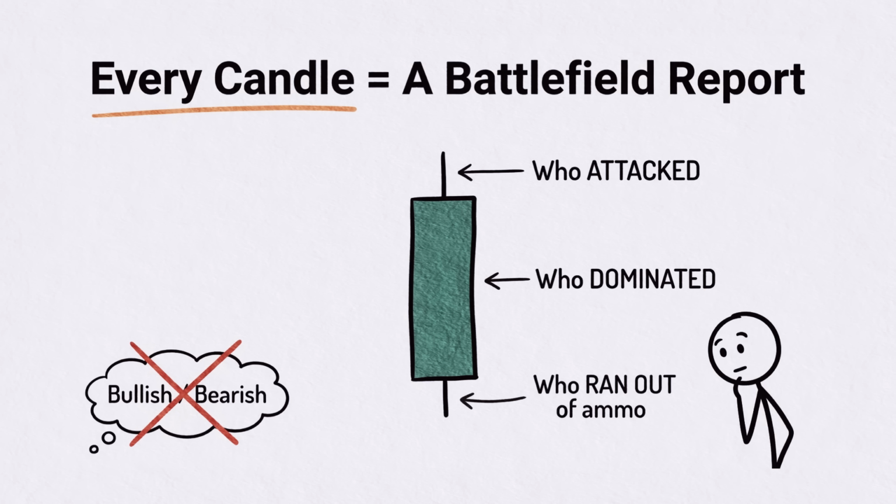Most people see a green candle and think bullish. They see a red candle and think bearish. But that's like reading a war report and only looking at the color of the ink. Every candlestick on your chart is a battlefield report. It records who attacked, who defended, and who ran out of ammunition, all within that specific time period. Let me show you what I mean.